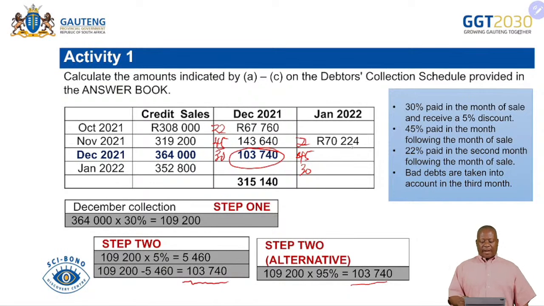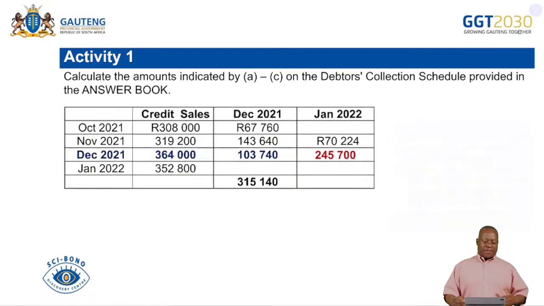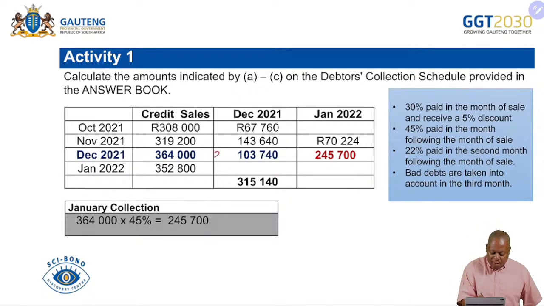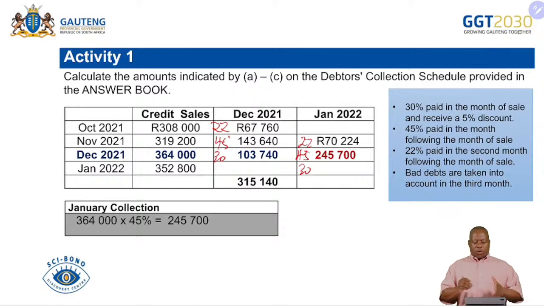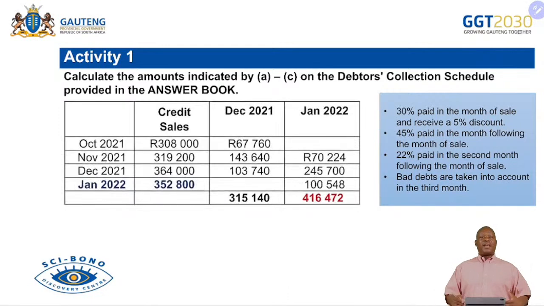Remember, when it comes to January, we are going to take the 45% now. That is the figure that I've given to you in red now. Remember, it's straightforward now, because always you still remember your 30, your 45, your 22, your 30, your 45, your 22. So for January collection, when we are collecting for December, we are collecting the second collection, which is 45%, and we are getting 245,700. Straightforward.